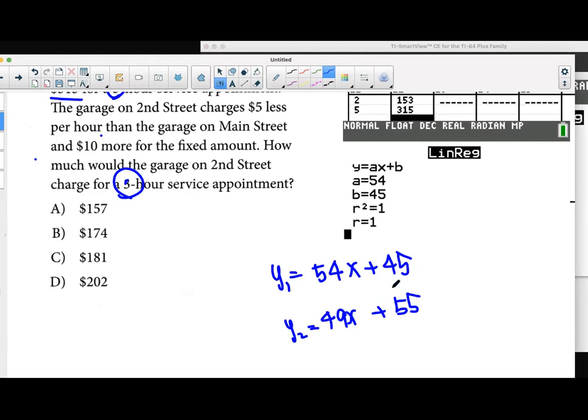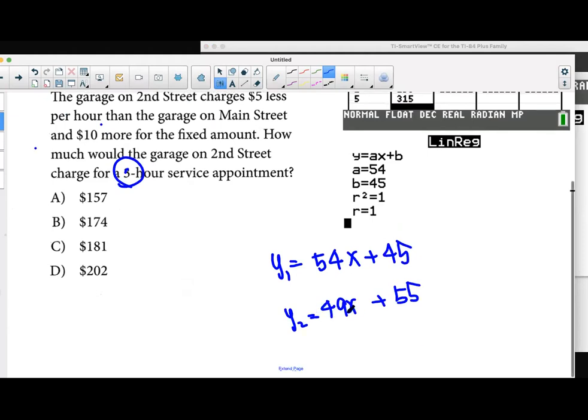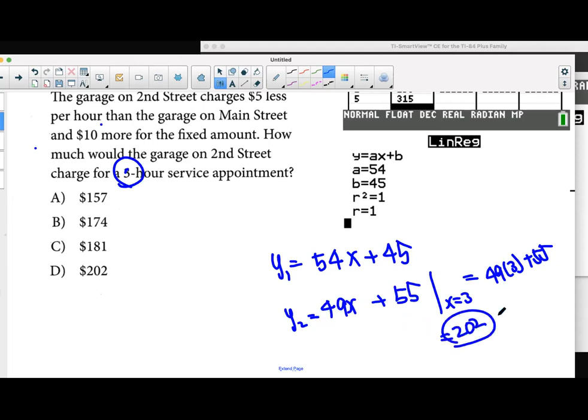How about a 3 hour appointment? So we're just going to multiply this one by 3. So 49 times 3 plus 55. Let me just write that. That's basically what we're looking at. 202. That's essentially what we end up getting. How about that, guys? Is it okay?